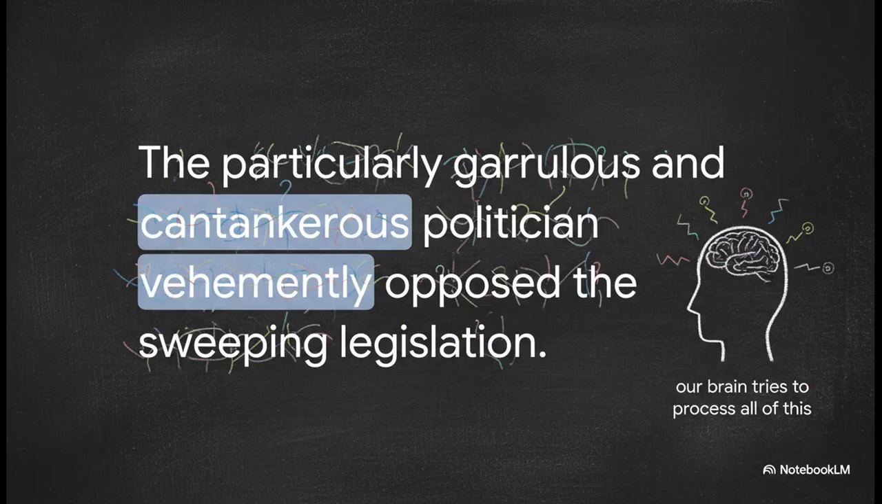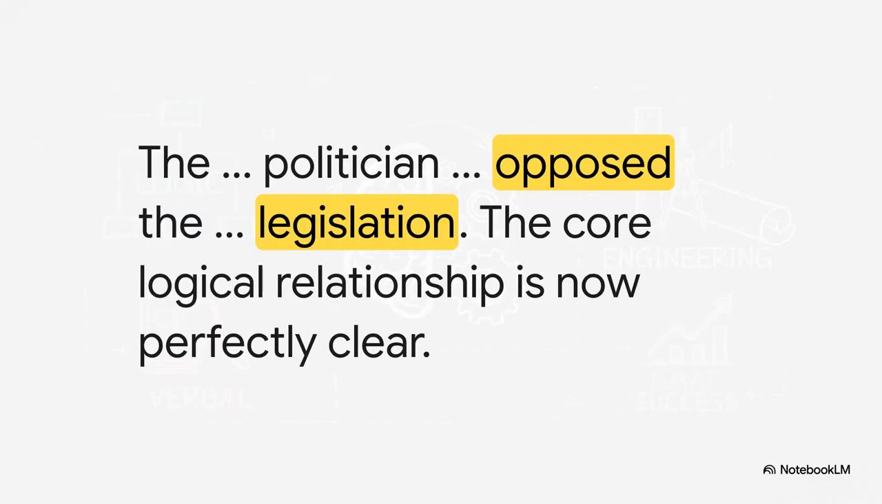Okay, check out this sentence. This is classic GMAT style, right? It's just packed with descriptive words, particularly garrulous, cantankerous, vehemently, sweeping. Our brains instinctively try to process all of that junk, and in doing so, we completely lose sight of what's actually being said. Now watch what happens when we apply that defluffing rule. We just strip out all those extra non-essential words. And what are we left with? The politician opposed the legislation. Bam! All of a sudden, the core logical relationship is crystal clear.